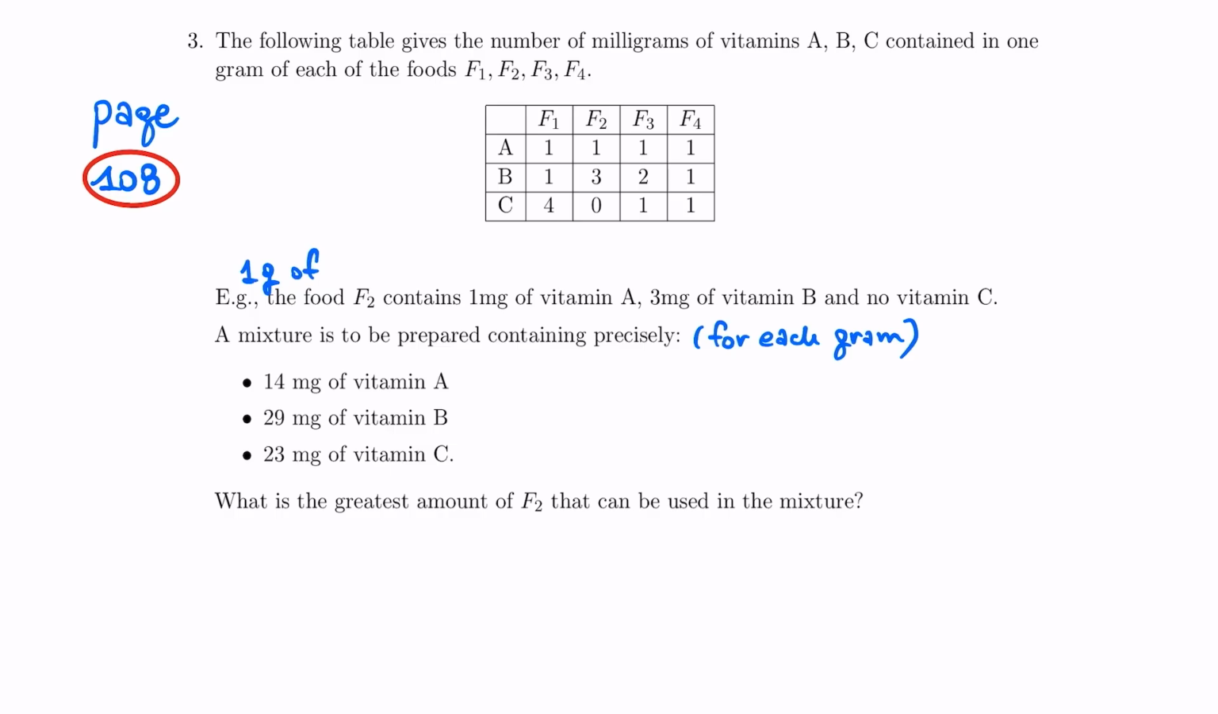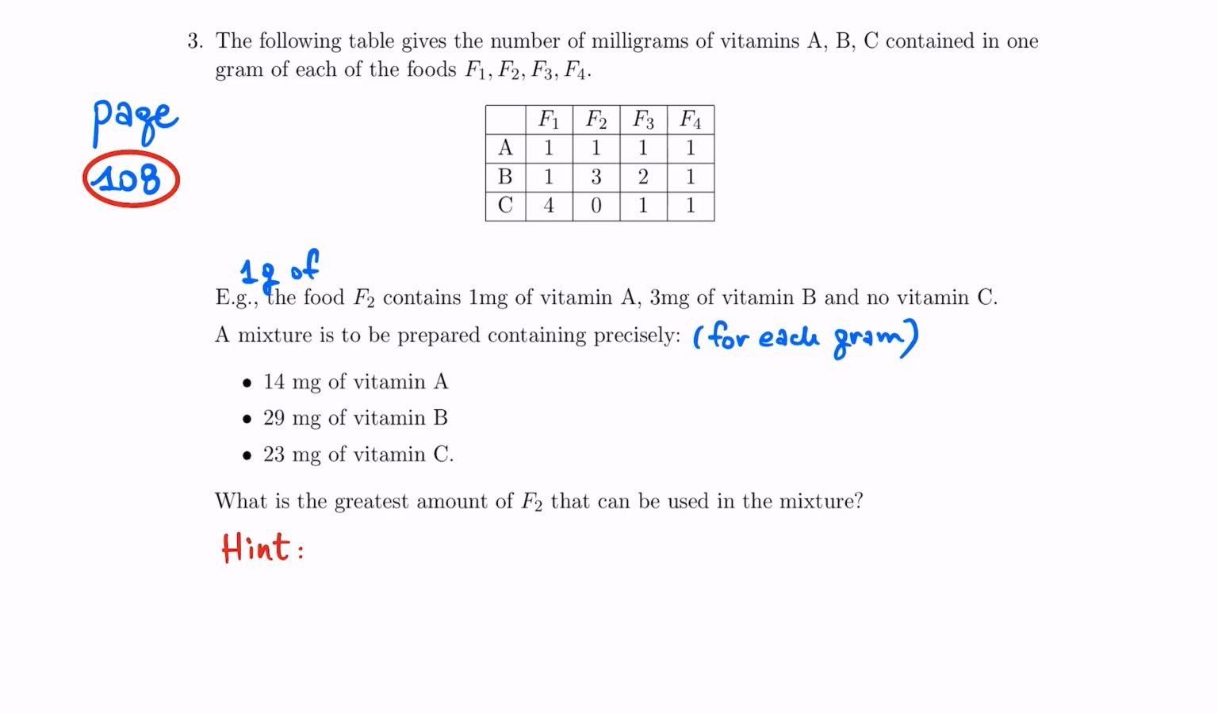Now the exercise says a mixture is to be prepared in order to contain precisely, for each gram of this mixture, 14 milligrams of vitamin A, 29 milligrams of vitamin B, and 23 milligrams of vitamin C. Now the apparently weird question is, what is the greatest amount of the food F2 that can be used to prepare the mixture?